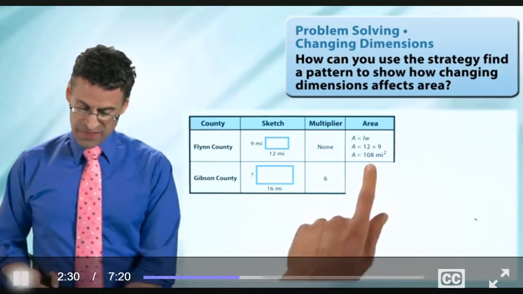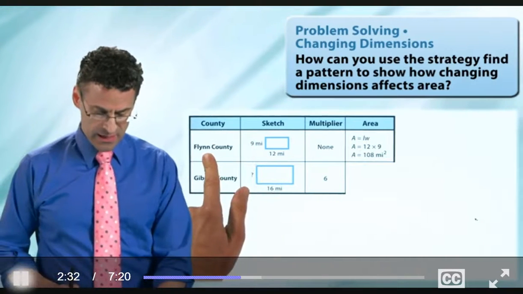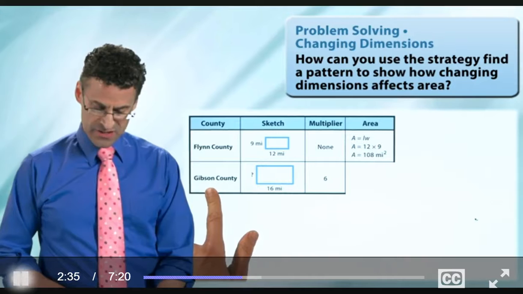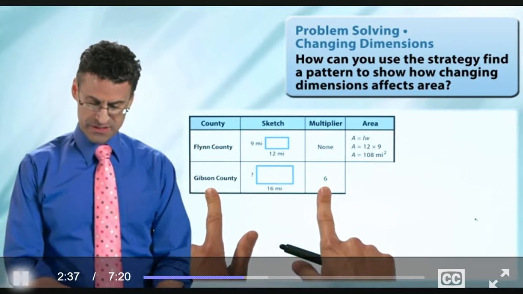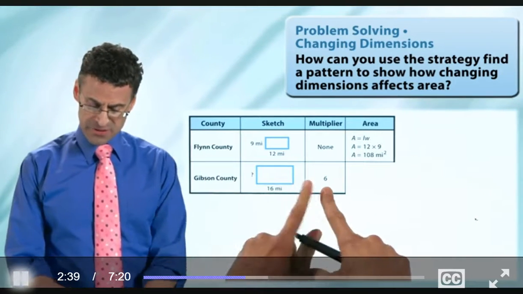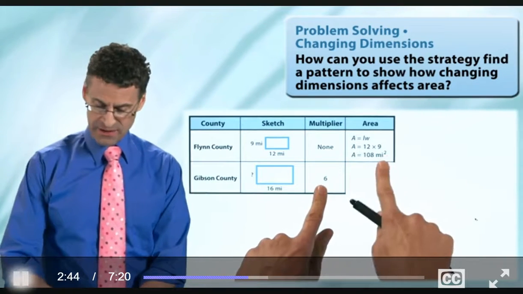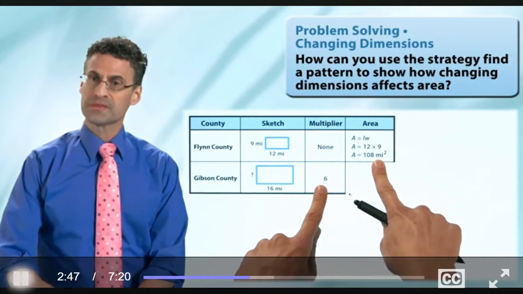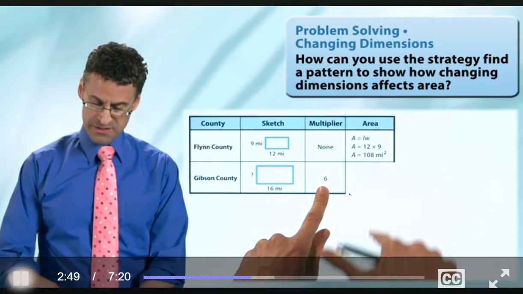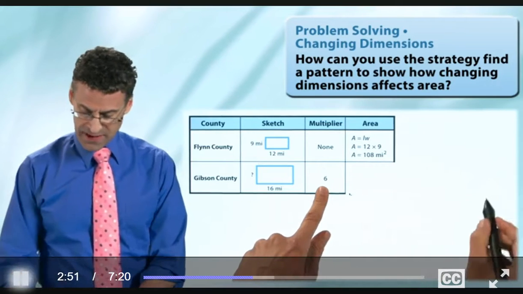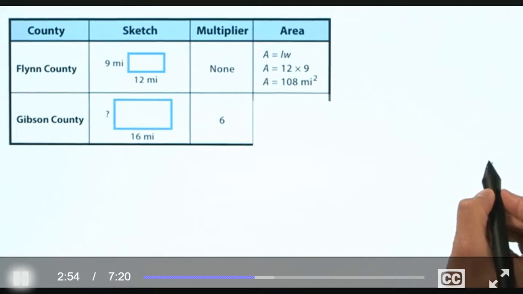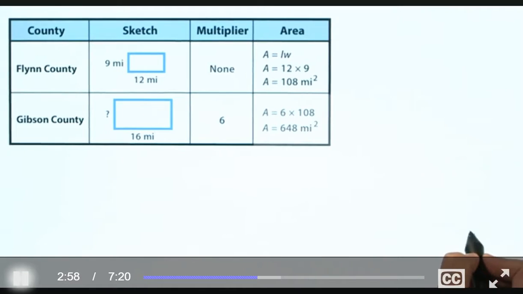So now, knowing that that's the area of Flynn County, and we know that Gibson County has an area 6 times the area of Flynn County, that means we can find the area of Gibson County by just taking 6 times the area we just found for Flynn County. That's what it means to have an area 6 times as large as this area. So all we have to do now is take this number and multiply it by 6. And if we work that out, we see that it is 648 miles squared.